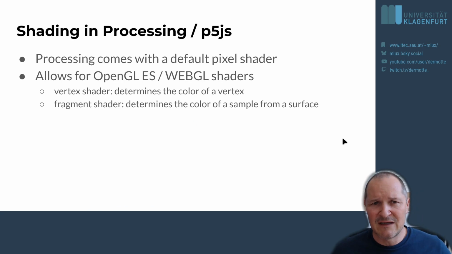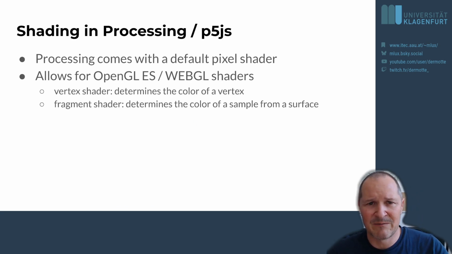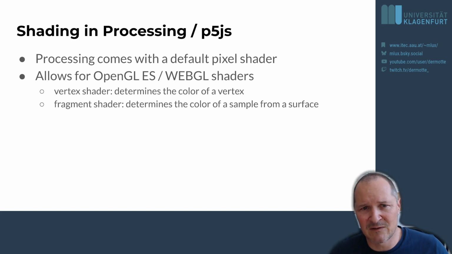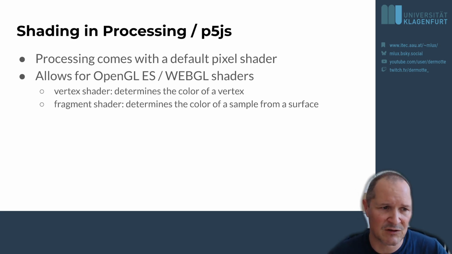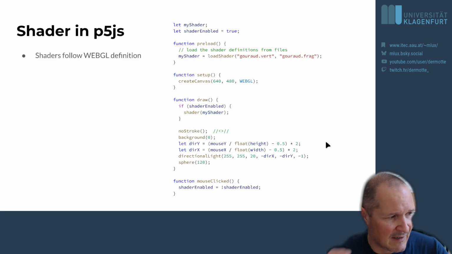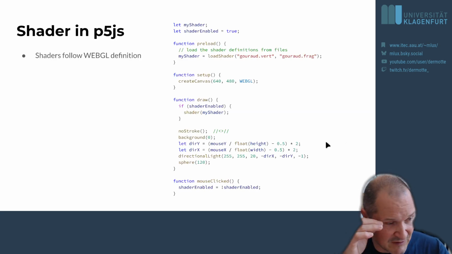So how does shading in Processing actually work? Processing, or p5.js, comes with the default pixel shader, and we can use WebGL shaders with a vertex shader and a fragment shader, and it follows the WebGL definition.